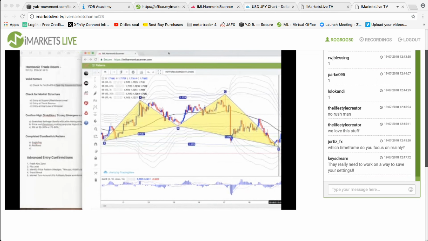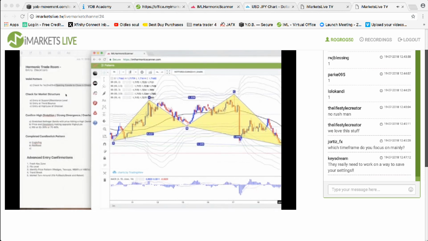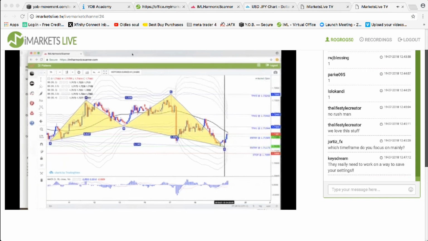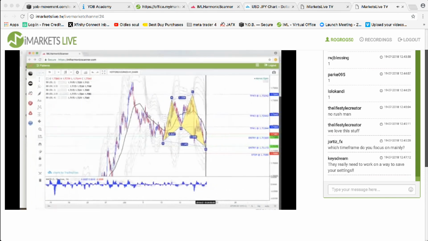Now, the second thing that I do over here, okay, is I like to check for market structure. This is market structure 101, which is why I recommend you guys go through the technical analysis support course on IML. Okay, so I like to check for support and resistance levels. I like to check for trend bounces, or I like to check if price is at the high or low of a channel. Okay, so let's do that quickly.